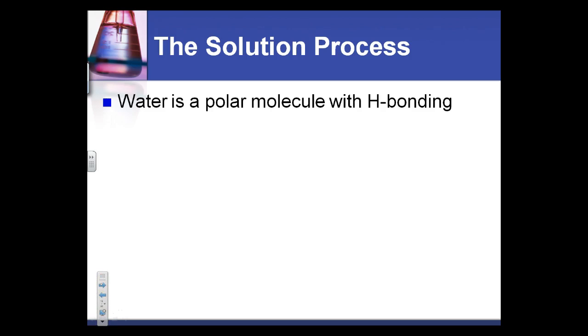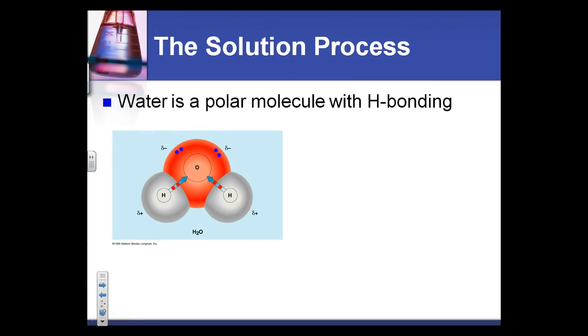The solution process. So here we're going to get a nice visual. So if you're a visual learner, this is the part you really want to listen to. Water is a polar molecule, which means it has those partial charges, and it also has hydrogen bonding, holding those molecules together. So here we have a nice model of a water molecule. You have your red oxygen and then the two purple hydrogens there.